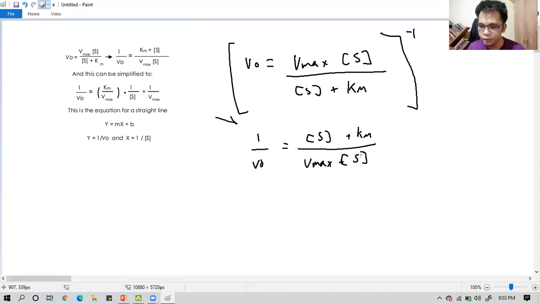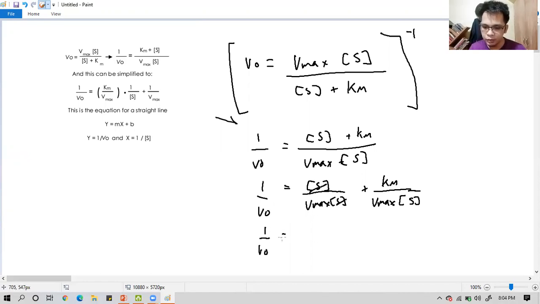times the concentration of the substrate. By which we can equate it here. So let's separate them: S all over Vmax all over the concentration of S, plus the Km all over Vmax all over the substrate concentration. If you notice, they are the same variable, so there will be a cancellation here. Then 1 over V sub O equals 1 all over Vmax plus the Km all over Vmax.